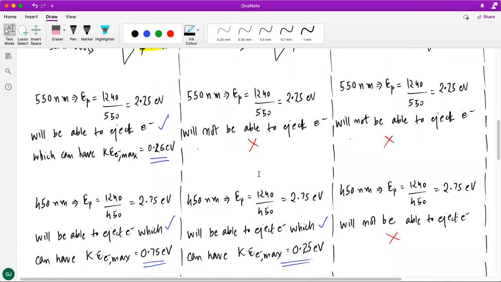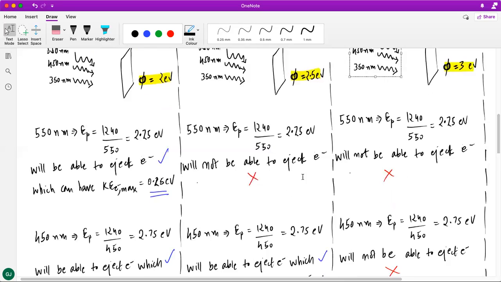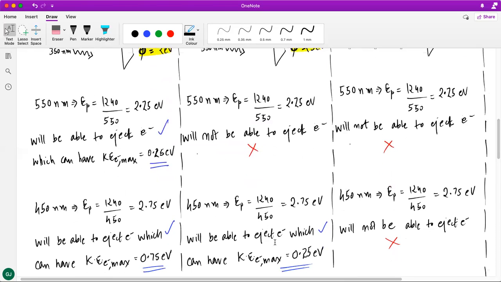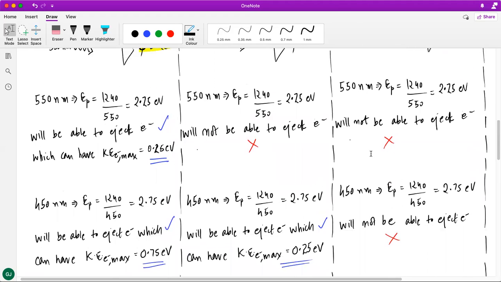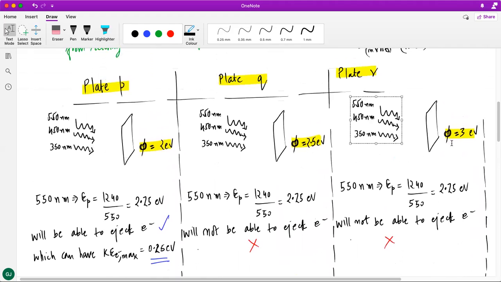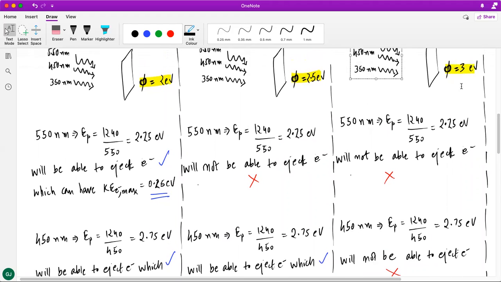Now, in case of plate Q, you focus on plate Q, the 450 nanometer radiation will be able to eject electrons because the energy of photons is greater than its work function, which was 2.5 eV. So in this case, yes, electron ejection does happen, and the maximum kinetic energy can be 2.75 minus 2.5, which is 0.25 eV. In case of plate R, which has a higher work function, that is 3 eV, even the 450 nanometer radiation is not able to eject electrons. As you can see, the energy of the 450 nanometer photon is 2.75 eV, which is less than the work function.